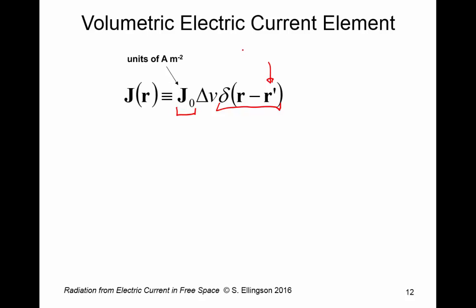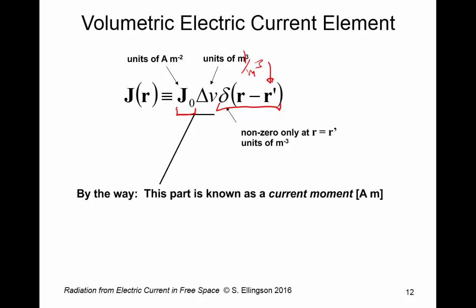And since this has units of 1 over meters cubed, then we know that we have to throw in a quantity delta V here that has units of volume. That way we get dimensional consistency. So amps per meter squared times meters cubed times 1 over meters cubed gives us amps per meter squared, which is the right unit. So this is correctly set up.